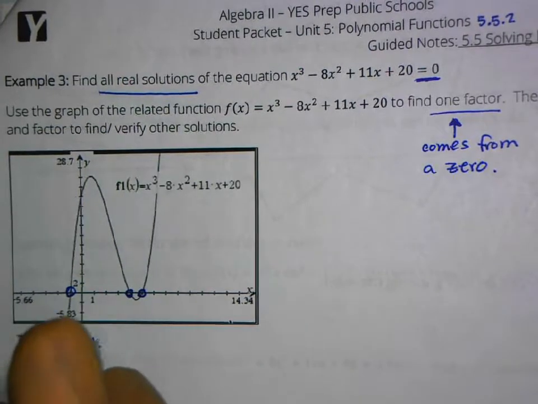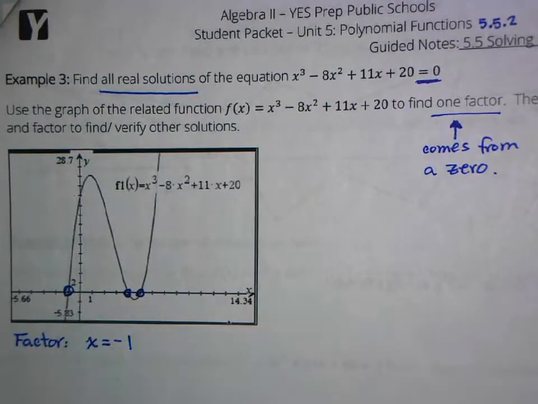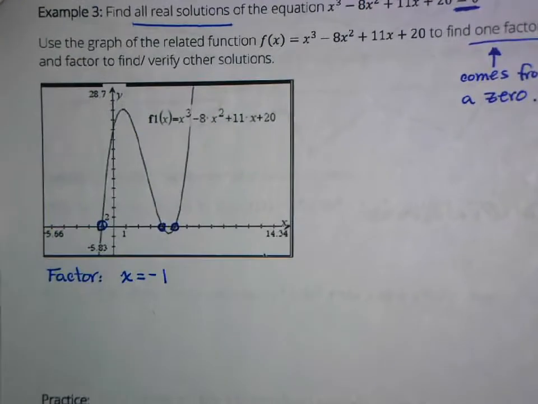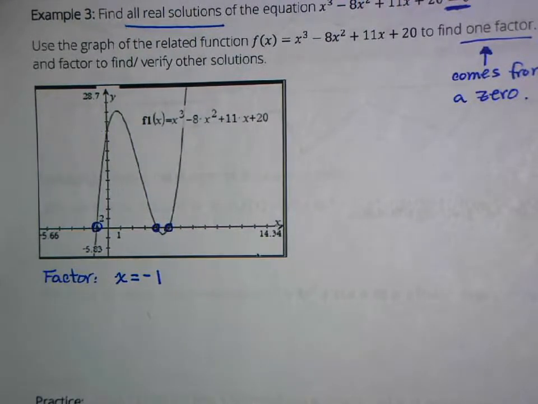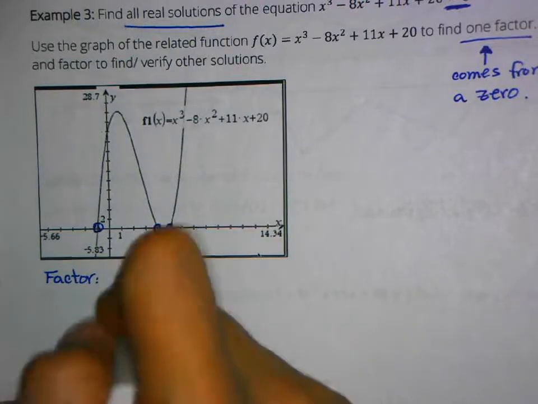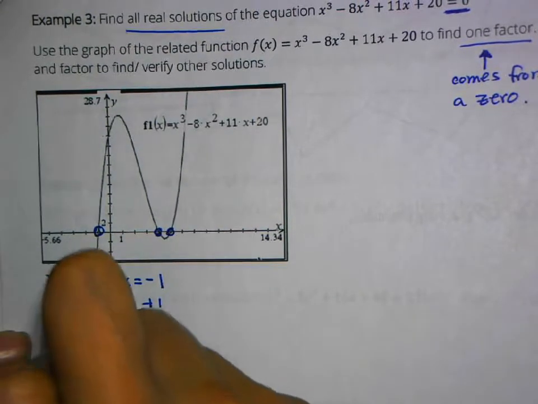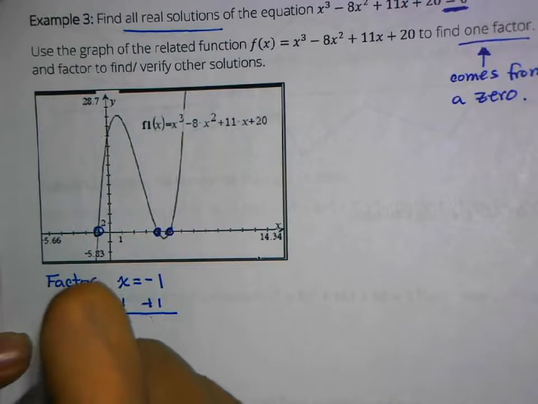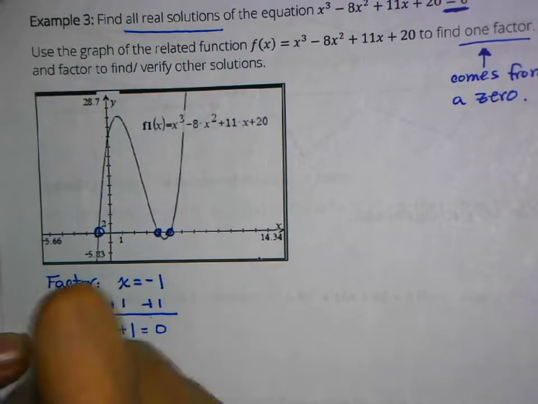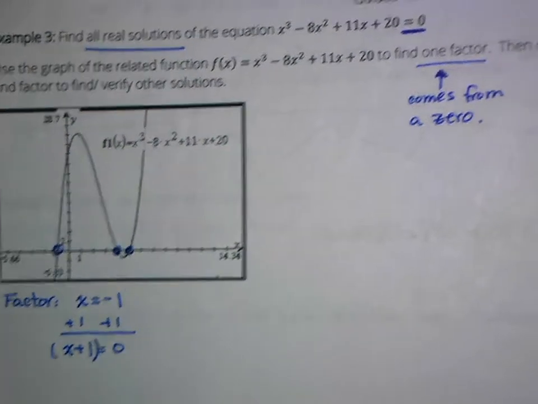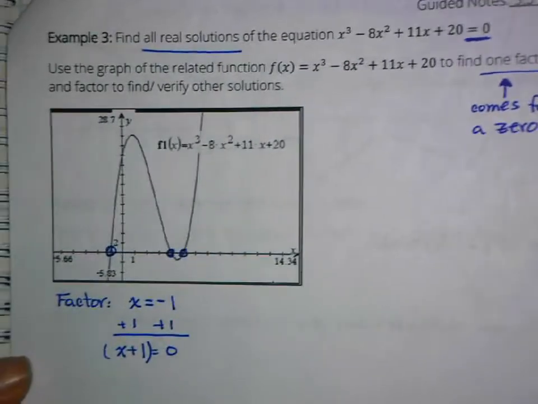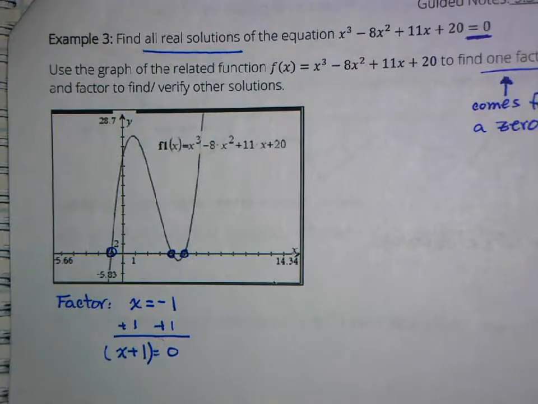We're going to say, well, it comes from x equals -1. So instead of keeping it as an x equals solution, we're going to go back one step. I want to make it equal to 0. In order to do that, I'm going to add 1 to both sides. So we have x plus 1 equals 0, and this is one of my factors. Now that I know one of the factors is x plus 1, it says then divide and factor to find or verify all the other solutions.